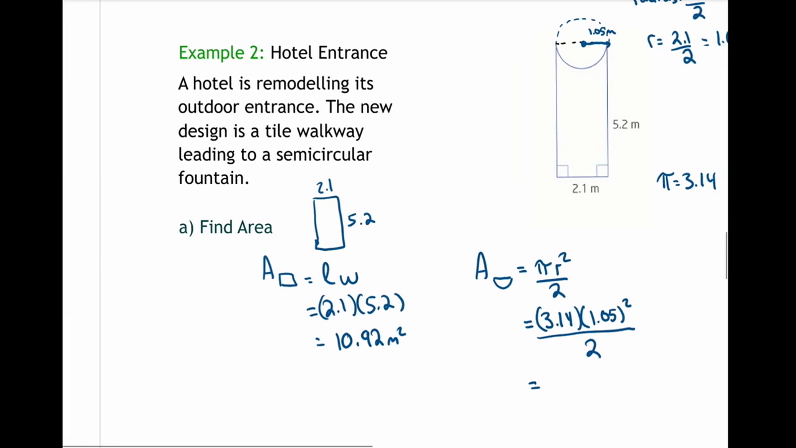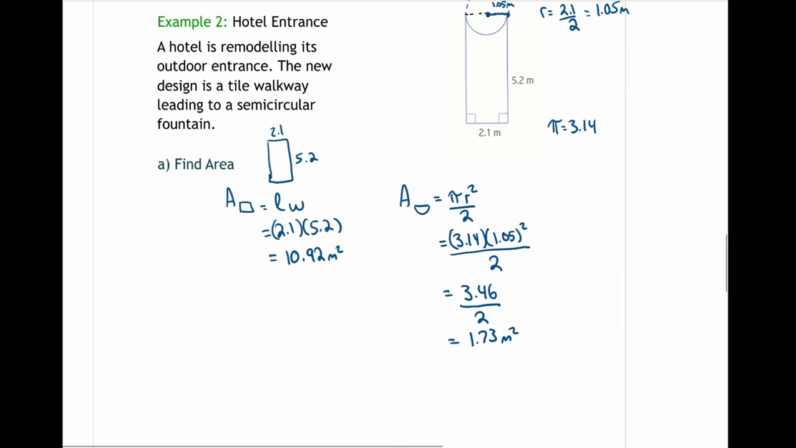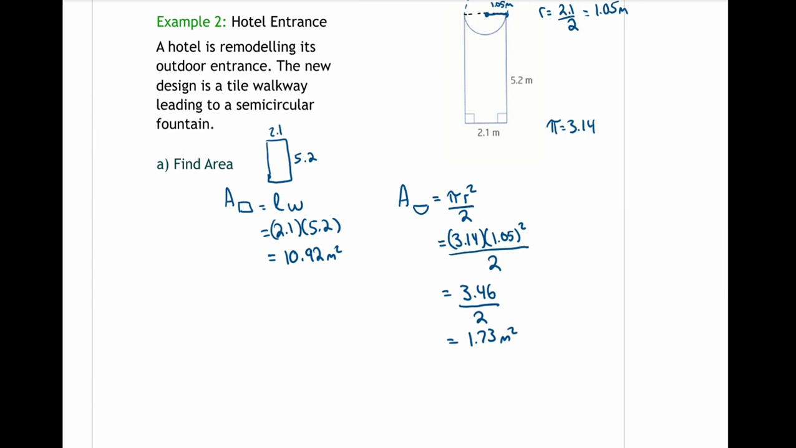Again, I'm just going to break it down into a few more steps so that when you're following along, you can double check your calculations. So 3.46 divided by 2, you get 1.73 meters squared. So that's the area that this semicircle represents.